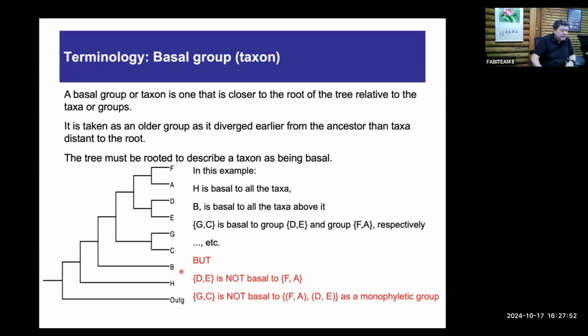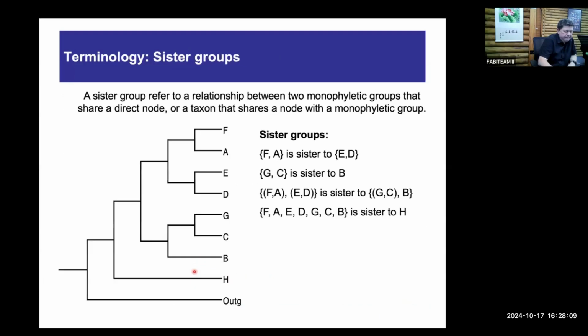So it is taken then that if H is a basal taxon to F and A, it is an older lineage. So that's all that this means. I will come back to this when I talk about relationships. Then another terminology that we use, and this really makes it much easier.